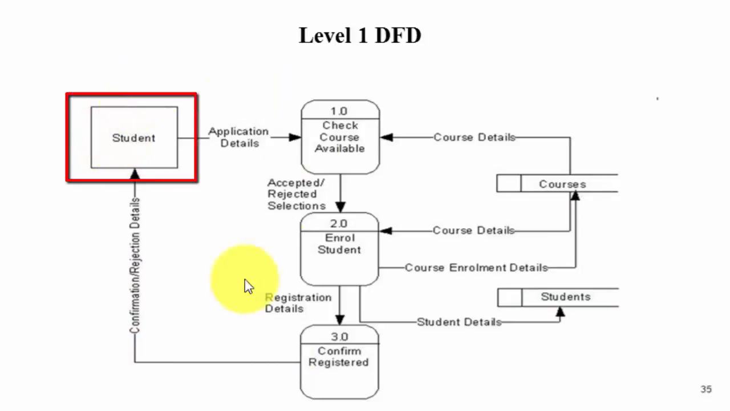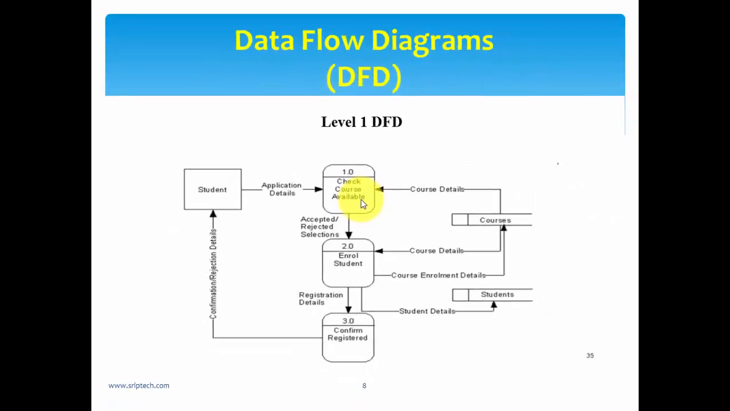Now this is how a simple level 1 DFD looks. If you find that this level 1 DFD is still confusing, what we have to do is break down this level 1 DFD into level 2 DFD, where this process check course available itself can be broken down into a number of processes. Now this is the first design notation that we have learned.